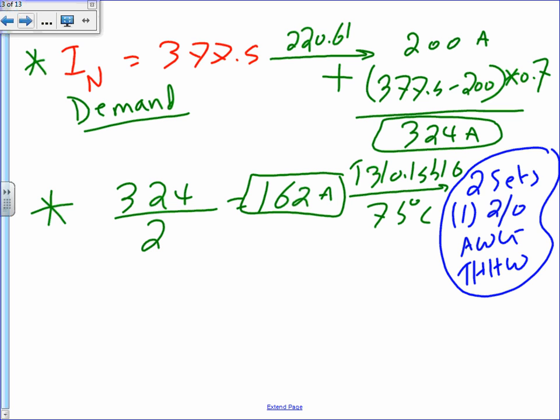2 sets of 2/0. Now, if you came up with less than 1/0, can you use this at 1/0 in parallel? No. If you came up with less than 1/0 and you're paralleling it, you're stuck with 1/0. There's rules for paralleling, guys. You can't parallel this at 1/0. We came up with 2/0, then we're good. So that's the size of your neutral. Cool?